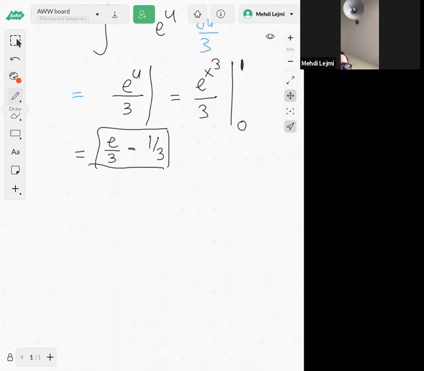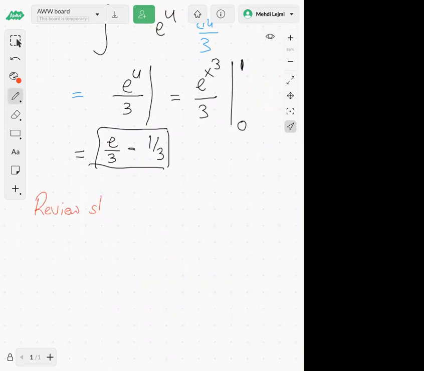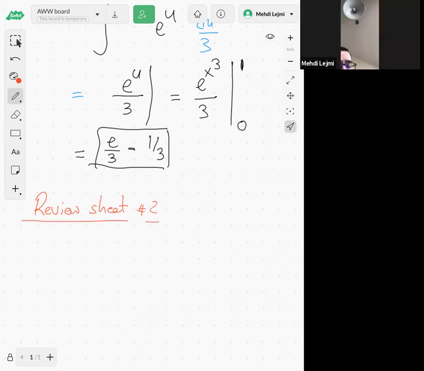Okay, so this is again the review sheet. That's the one with the triangle. Yeah, triangle. All right, so step 1, find the bounds in terms of, well, x and y.